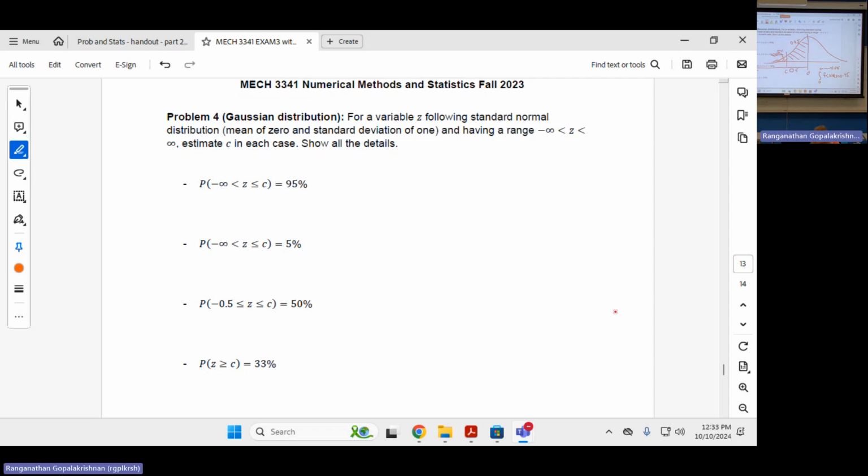So this was the catch. Many students kind of missed that. So the answer you should be putting down is minus 1.645. A lot of people left out the negatives.